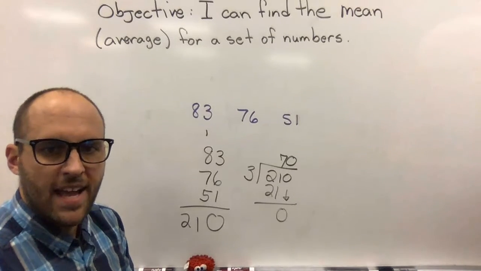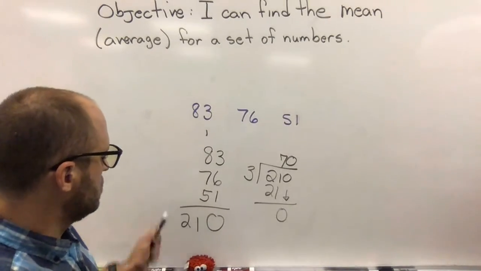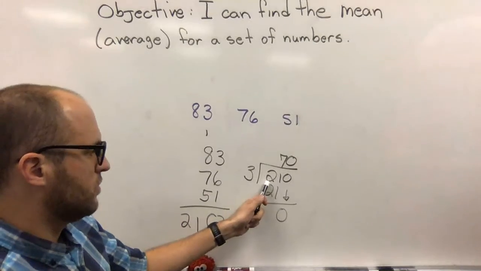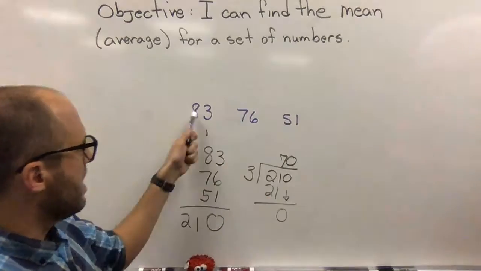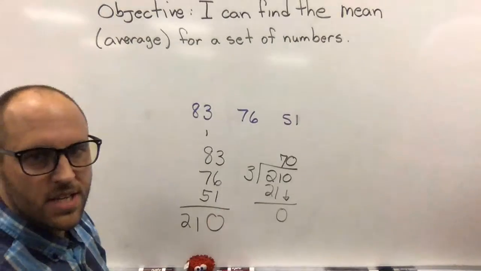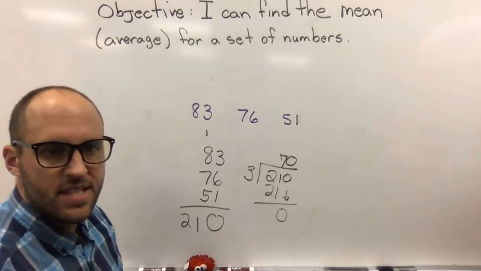Hopefully you came up with an average of 70 for this, friends. When we add up our 3 numbers, you should have gotten a total of 210, and that means that became our dividend. We have 3 numbers up here, which means we have 3 points of data, which means our 3 is our divisor, and 210 divided by 3 is 70.